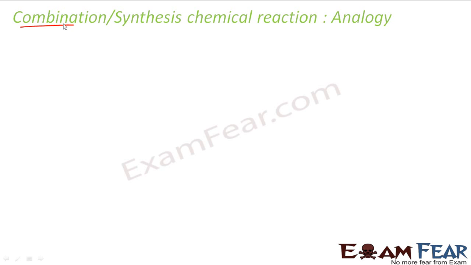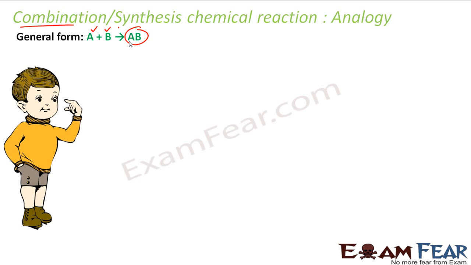The first is the combination reaction. Before I go to the combination reaction, let me go to the analogy of combination reactions. The general form of a combination reaction is you have 2 chemicals A and B, which combine to form chemical AB, and there may be something required, for example heat or some external condition, but the general logic is you have 2 chemicals that combine or synthesize to form AB.